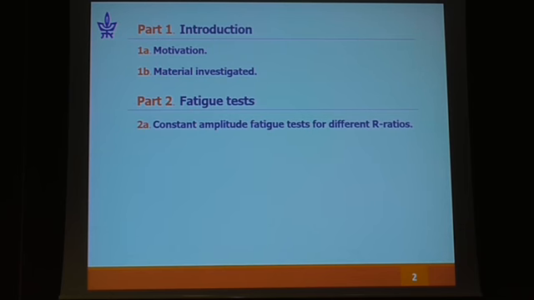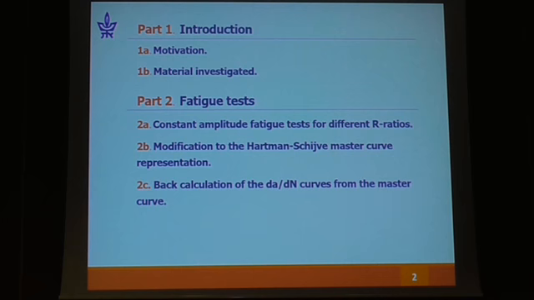First, a quick introduction will be given, explaining the motivation and the material investigated. Then the results of constant amplitude fatigue tests conducted under different R ratios will be presented. Following that, the Hartman-Schijve master curve representation and its modification will be shortly discussed, also presenting the master curve and the da/dN curves back-calculated from it. Finally, conclusions will be given.